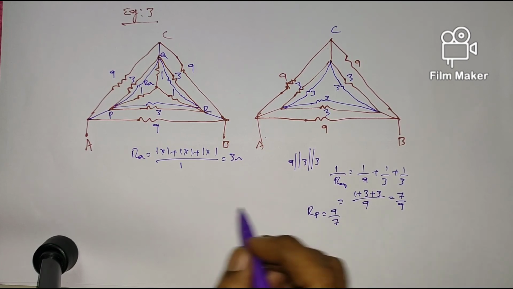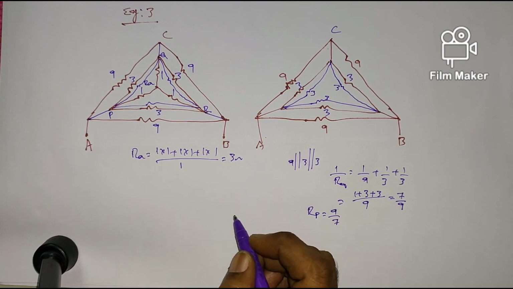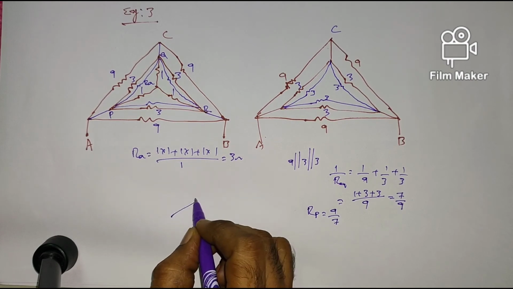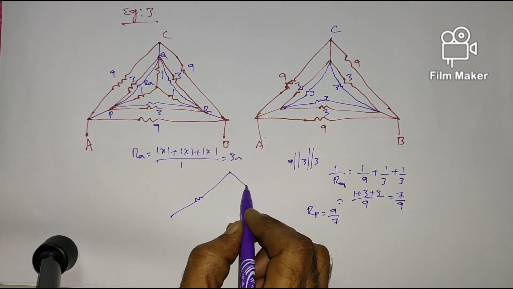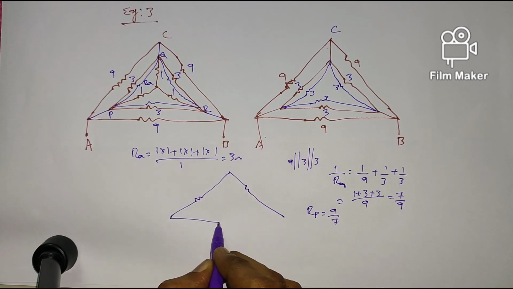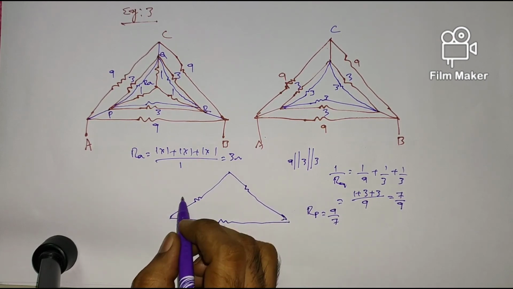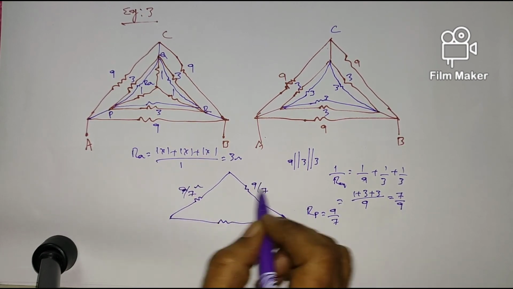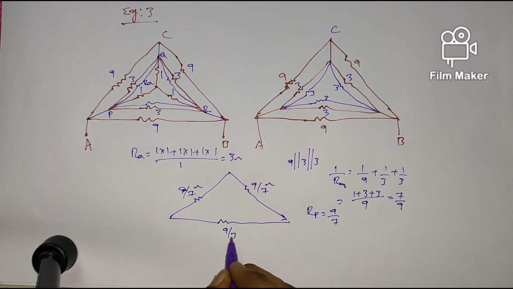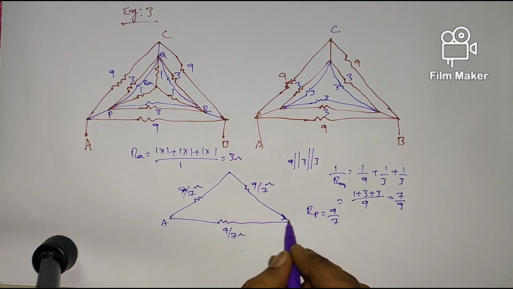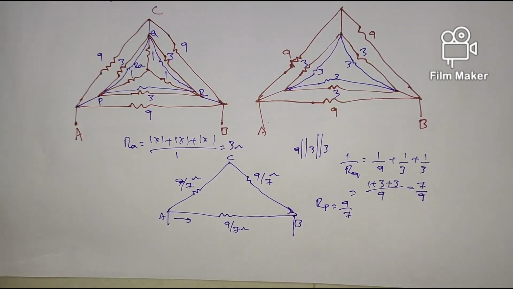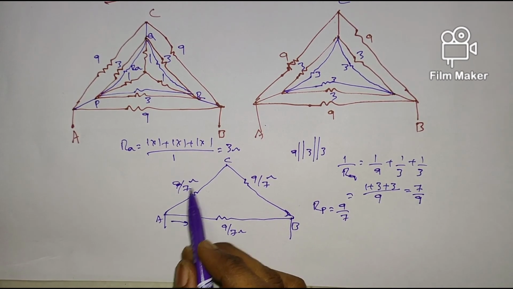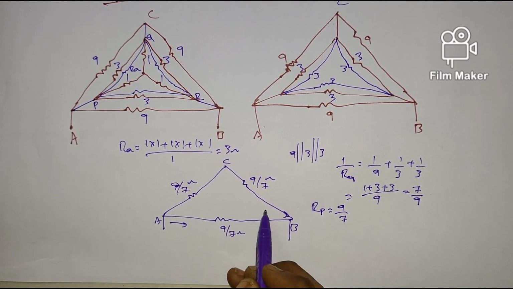So I can write this as, this is 9 by 7 ohms and this is 9 by 7 ohms and this is also 9 by 7 ohms between the terminals A and B. We have got a parallel combination of 9 by 7 ohms and 9 by 7 plus 9 by 7, which gives rise to 18 by 7.